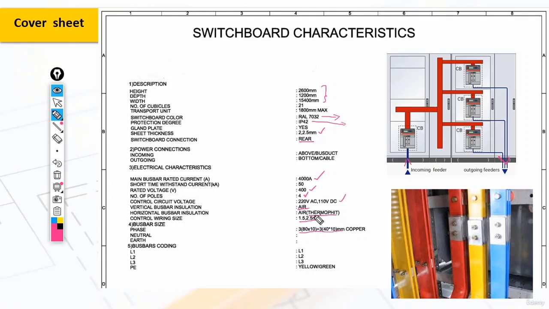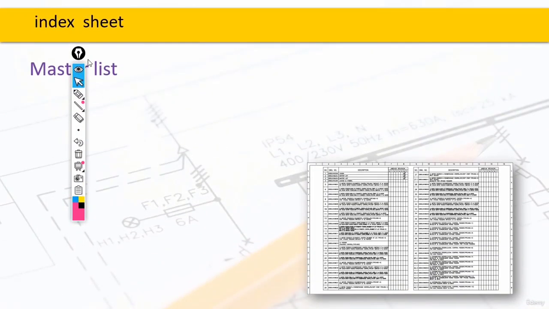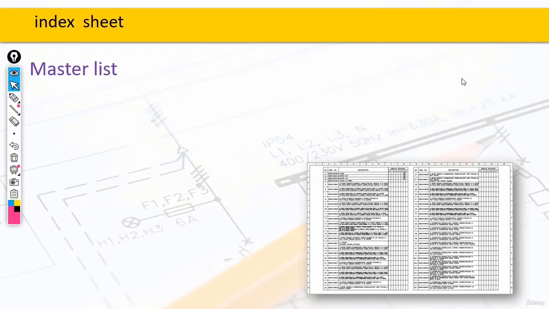This was an example of cover sheets and the information that we can get out of them. All right, everyone, moving on to the third type of sheets, we got index, aka master list.